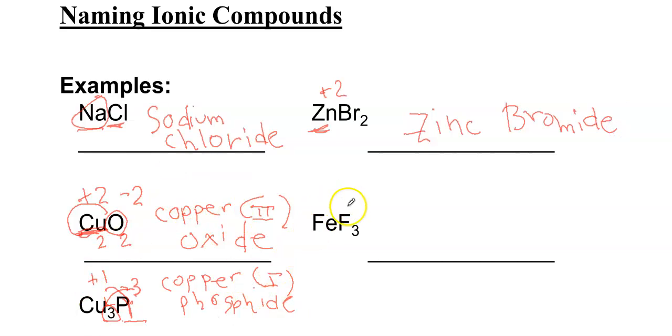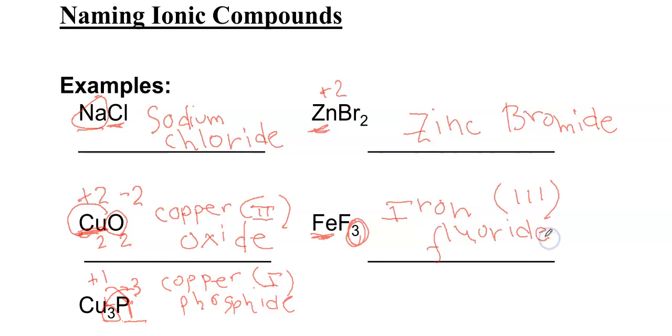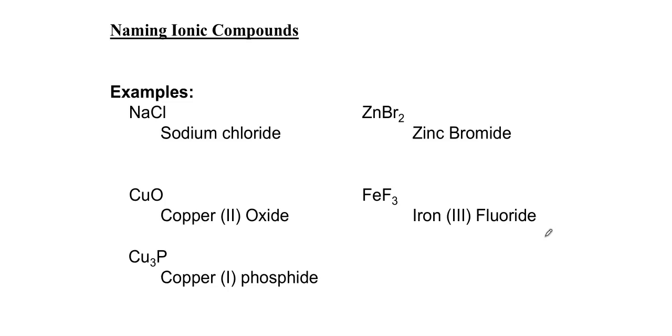All right, next one. My step 0 is, does it need a Roman numeral? Iron does. It is in our transition metal area. It's in that orange area that we saw on the last slide. So I'm going to look to the anion, and if there's a subscript there, most of the time that's what your Roman numeral is going to be. So that's iron 3 fluoride. Okay. There it is, in case you couldn't read my terrible handwriting.